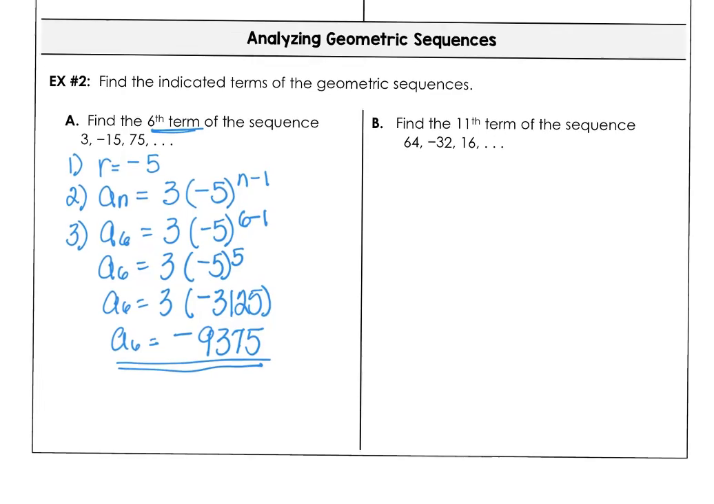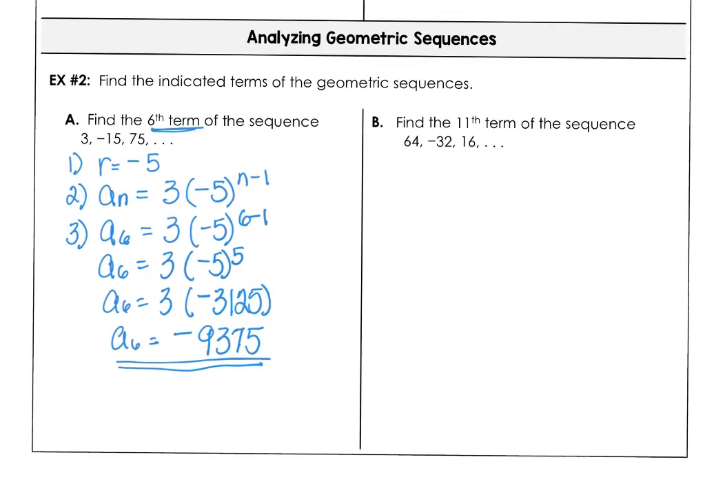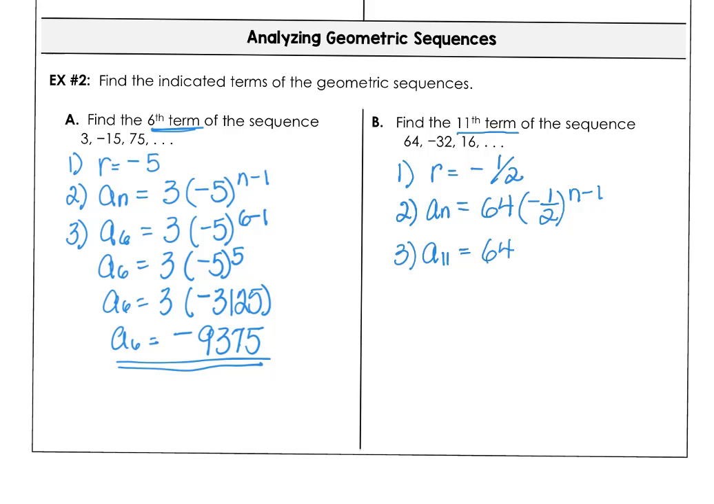For part B, we want the 11th term of the sequence 64, -32, 16. And first things first, the ratio is -1/2. The a sub n rule starts with 64 times our common ratio to the n minus 1 power, and we're looking for the 11th term. So substituting 11 for every n, that would be -1/2 to the 10th power.